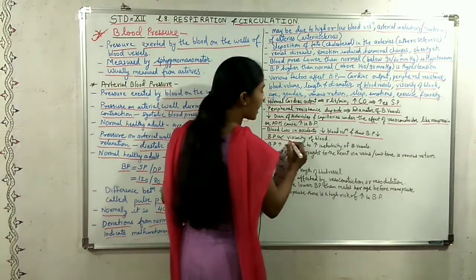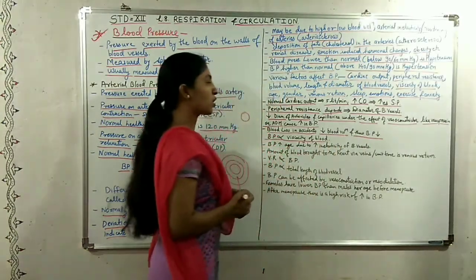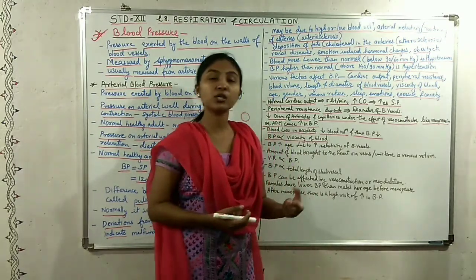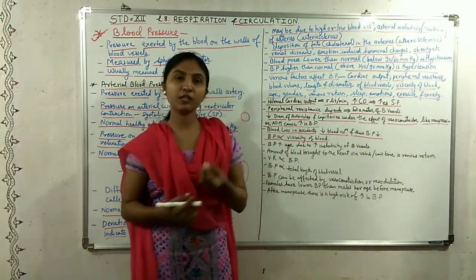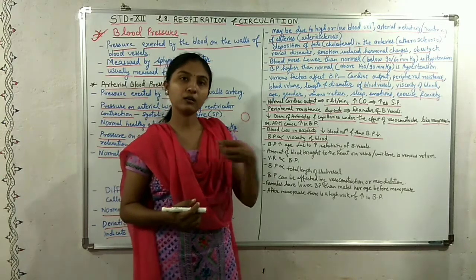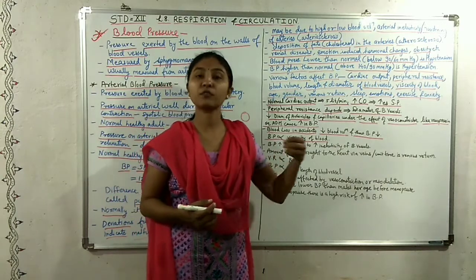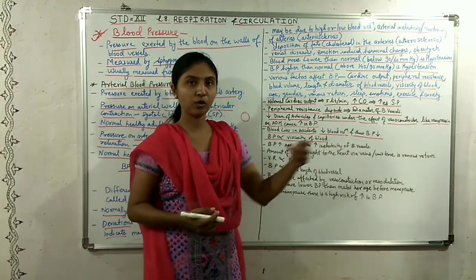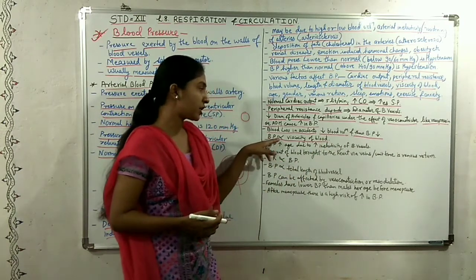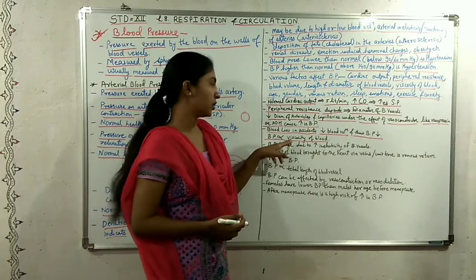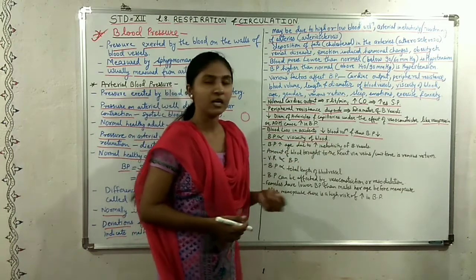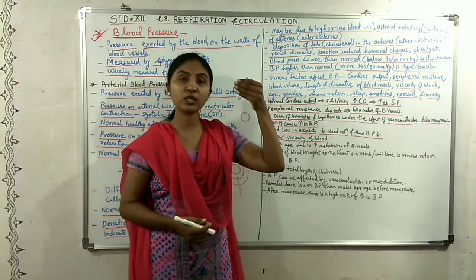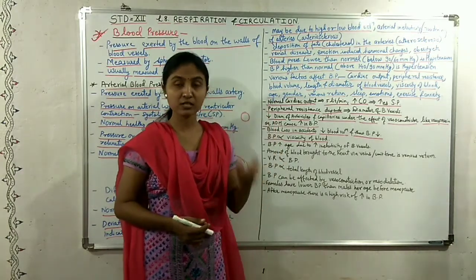Blood pressure is directly proportional to the viscosity of the blood. If the blood is thicker, it will resist flow. The resistance to flow will be more. And if the blood is thinner, it will flow easily. So the blood pressure is directly proportional to the viscosity of the blood. If the viscosity of the blood increases, the blood pressure will also increase, and if the viscosity decreases, the blood pressure will also decrease.